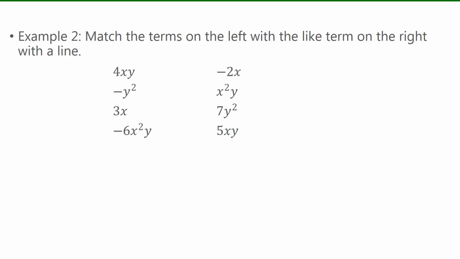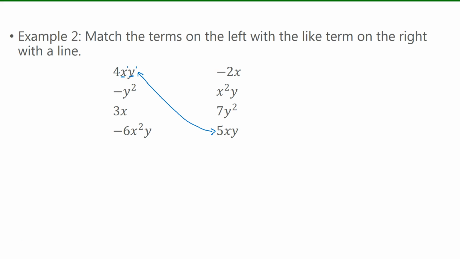In the last example, we have to match the terms on the left with the like term on the right. I start off with 4xy. So I'm looking for a term that has an x and a y. It's 2 variables, and each one has an exponent of 1. Looking over on the right, I have a negative 2x. This one's missing the y. X squared y has the x and the y, but has the wrong exponent, an x squared. Then I have y squared, so it's missing an x, and it's also the wrong exponent. The last one would be correct, 5xy. So 4xy and 5xy are like terms.